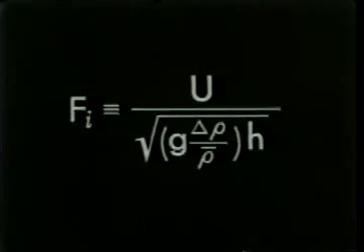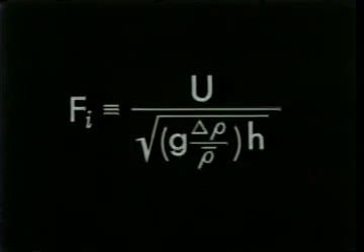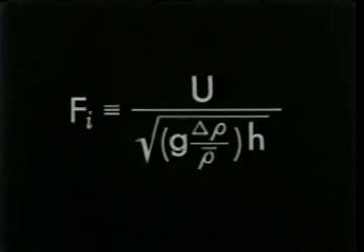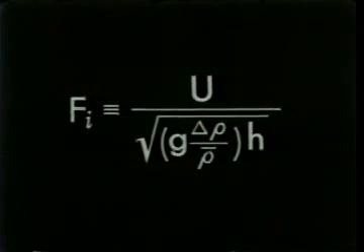Before we see experimental examples, let's consider the parameters which govern the flow of a continuously stratified fluid over an obstacle. Again, the most important non-dimensional number is the internal fluid number. Here, delta rho over rho bar is the fractional density difference from the top to the bottom of the channel. The flow patterns are influenced not only by the internal fluid number, but also by the relative dimensions of the obstacle. Now we will look at some experiments in which we vary the internal fluid number and the obstacle height.